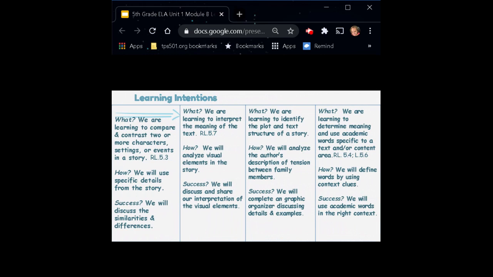The next thing we're going to do is learn to identify the plot and text structure of a story. We'll do this by analyzing the author's description of tension or problems, conflict between family members. We will complete a graphic organizer discussing details and examples to be successful. We're also going to learn to determine the meaning and use academic words specific to a text and or content area. We will define the words by using the context clues. We'll be successful when we use these words in the right context.